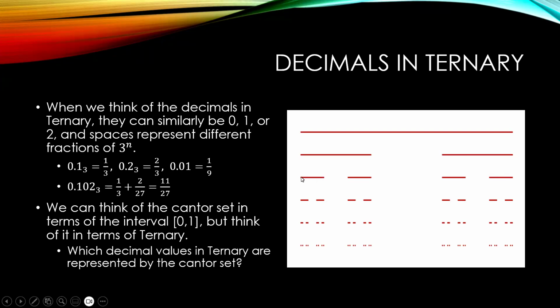If we go to the next row, well, this is going to be everything from 0 to 0.01. And then this would be everything from 0.02 to 0.1. What we're getting rid of at every single step is all of the values which have a 1 in them. And so everything that we got rid of in our first step is everything from 0.1 to 0.2. And so anything that has a 0.1 in it is gone.